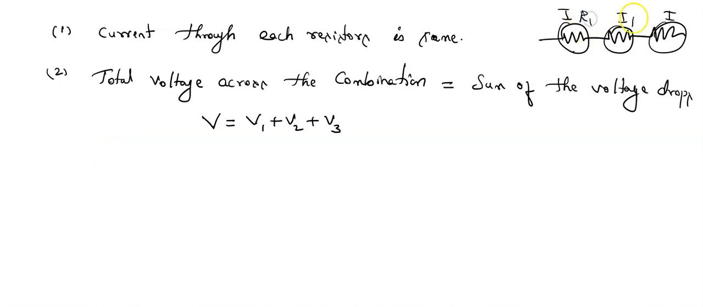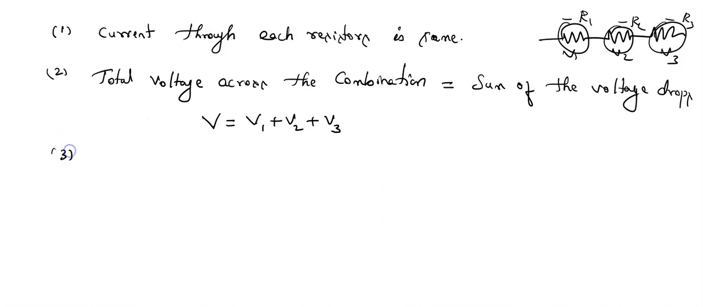Can you see, this is R1, this is my R2 and this is my R3. Correct, children? R1, R2, R3. So at R1 the voltage will be V1, at R2 V2, and at R3 V3. Is this clear? Good. So as you can see, V is equal to V1 plus V2 plus V3.